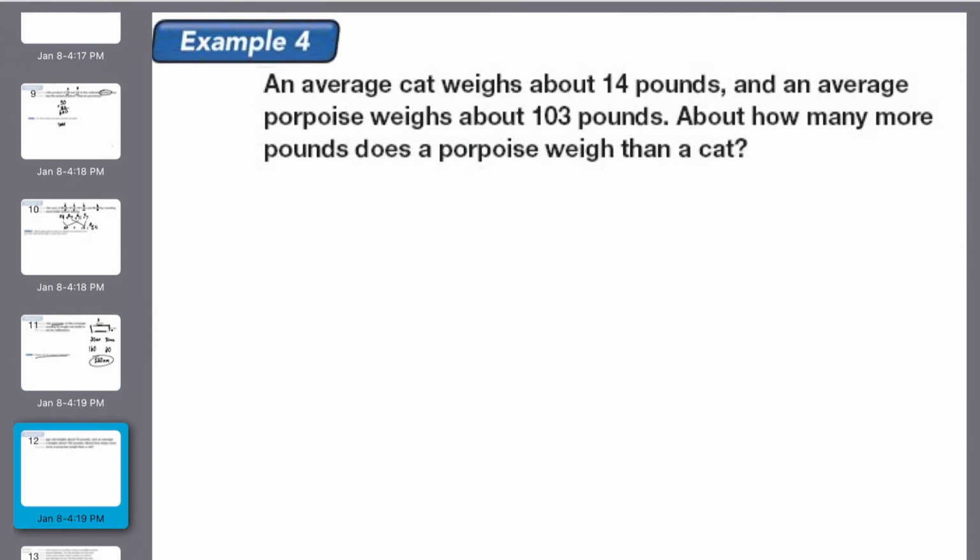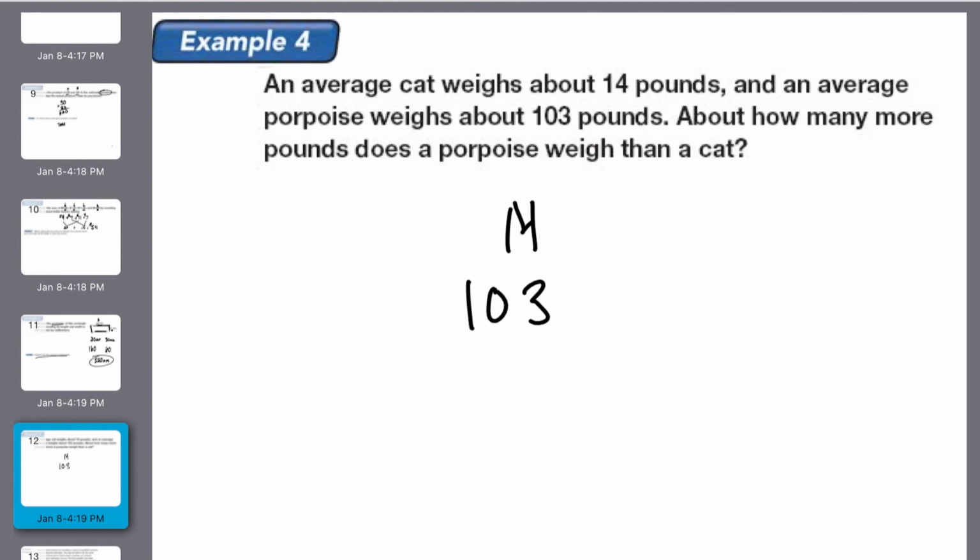Example 4. An average cat weighs about 14 pounds. An average porpoise weighs about 103 pounds. About how many more pounds does a porpoise weigh than a cat? Well, if the average cat is 14 and the average porpoise is 103, I need to find the difference. So here's where I can use compatible numbers.